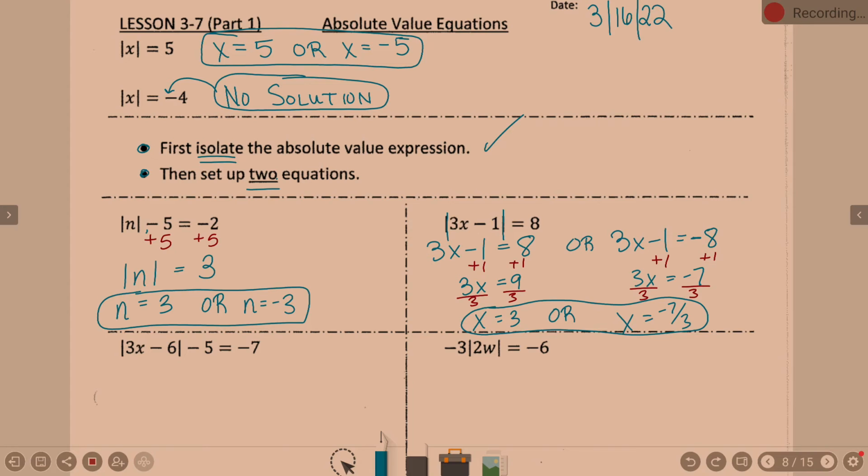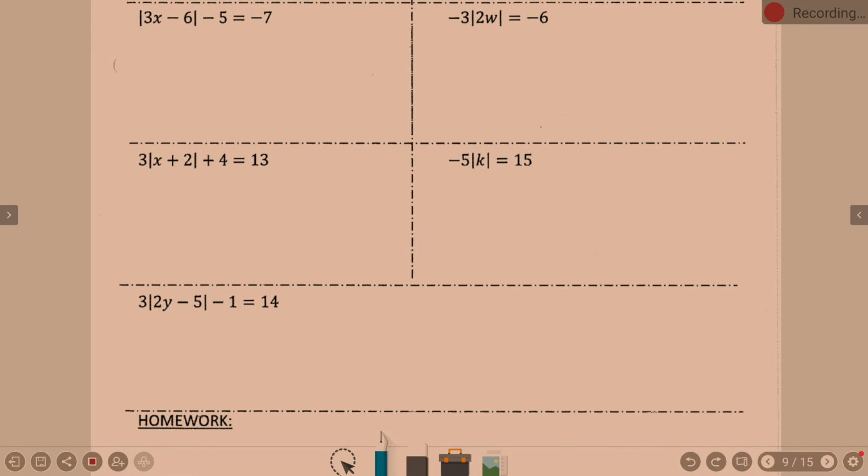Okay, so get the absolute value by itself, set up two equations, and then solve those equations. I think I have the next one set up on the next page. I do, right? Okay.